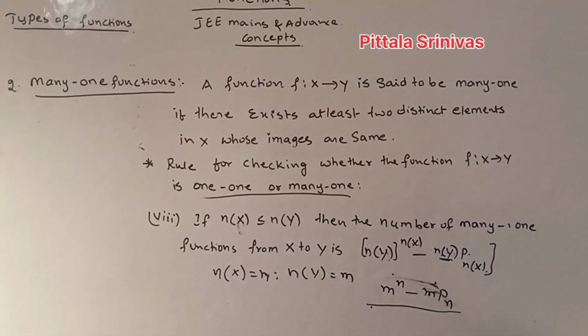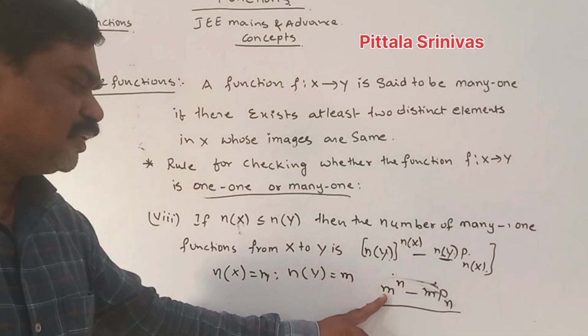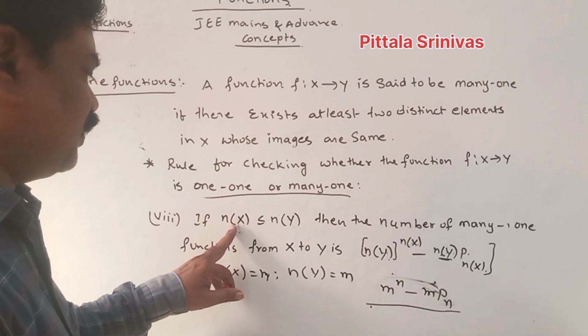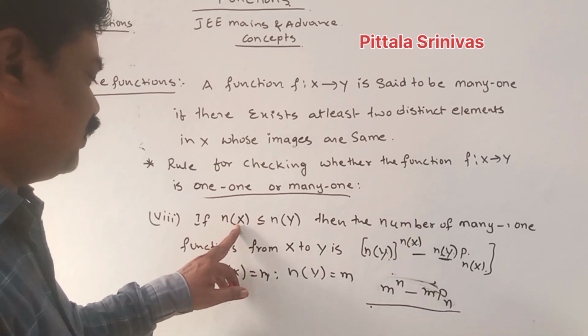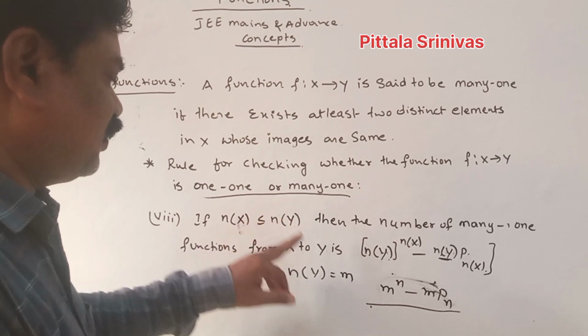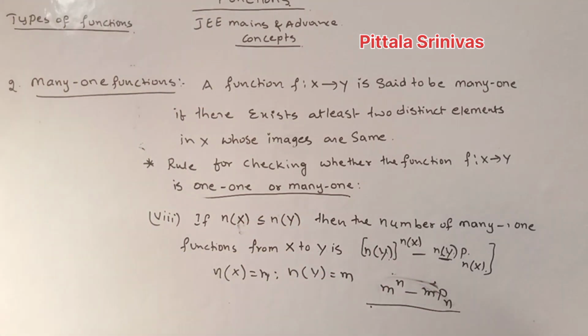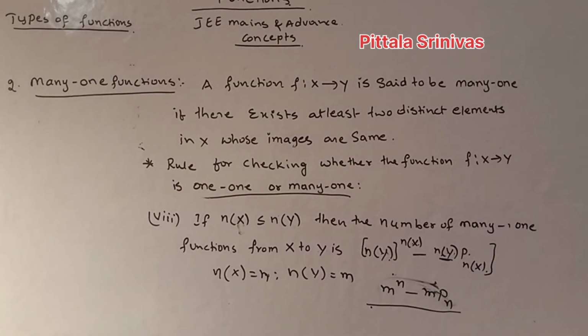Then the number of many one functions is m power n minus mPn. So if n is less than or equal to m, this will be 0. m power n are the number of many one functions. Okay, all of you.